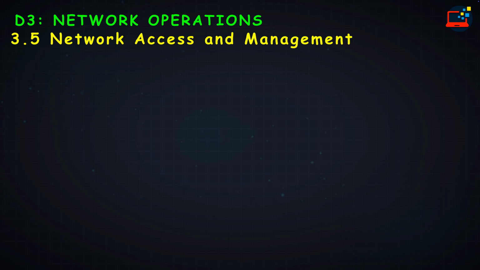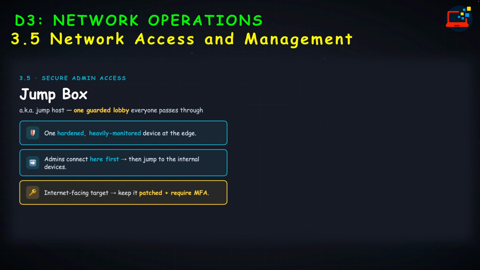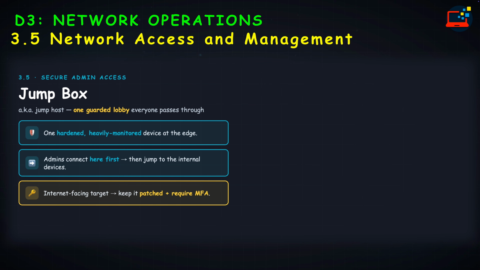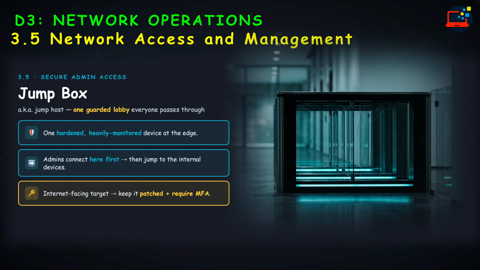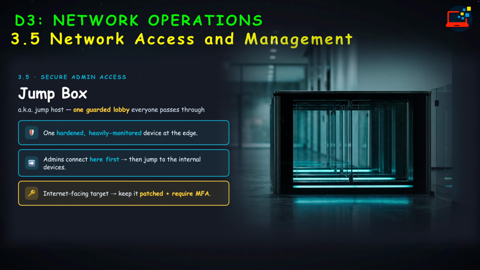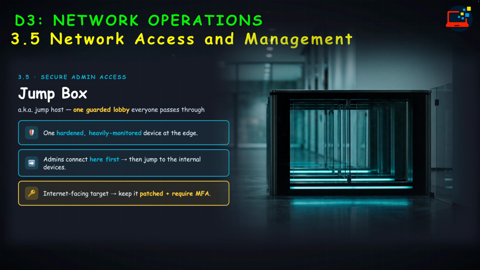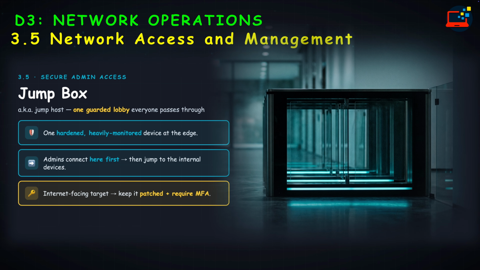To protect all of this, you funnel administrative access through a jump box, also called a jump host. It's one hardened, heavily monitored device that sits at the edge, and administrators connect to it first, then jump from it to the internal devices. One guarded lobby everyone must pass through. Because it's internet-facing and a target, you keep it patched and you require multi-factor authentication on it.